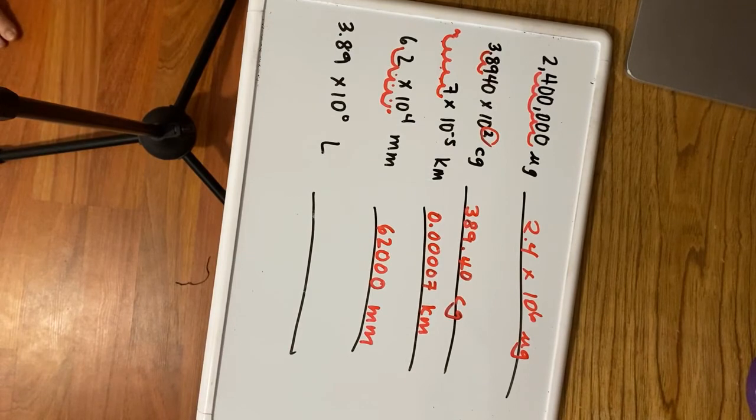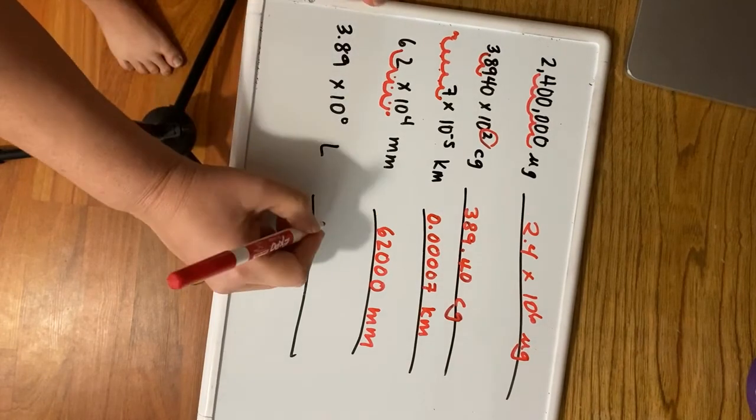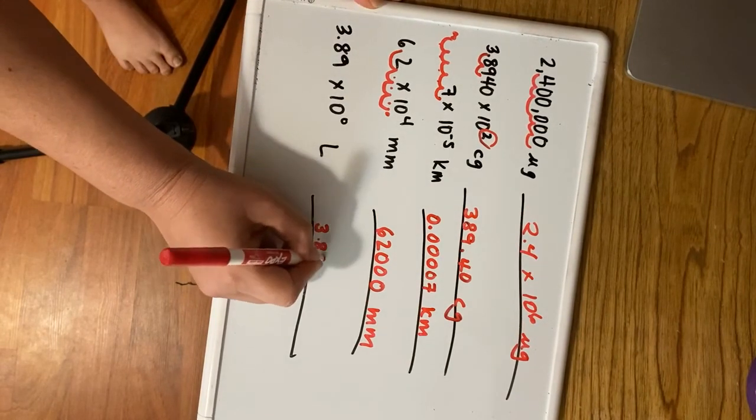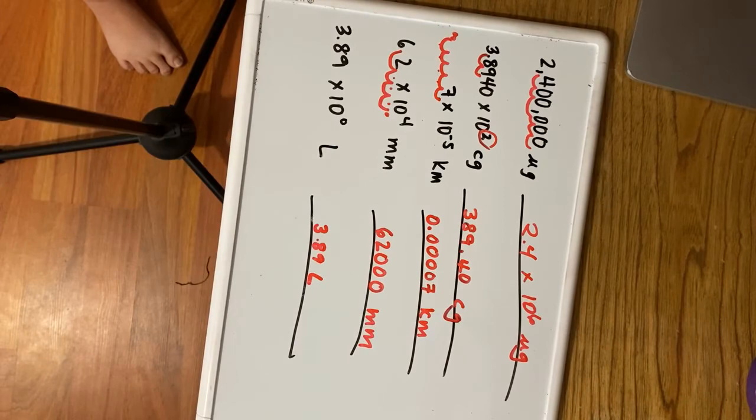Okay, and the very last one says 3.89 times 10 to the 0. How many times are we moving the decimal place? 0 times. It's telling you you're not going to move it at all. So it's going to be 3.89 liters. That's what it is in standard notation.